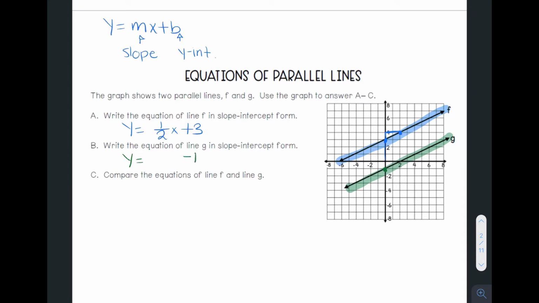And for slope, it's the same thing. You can use 2 points and use the slope formula, or you can just look at it. I can tell what the slope is by looking at it, which is 1 over 2x.